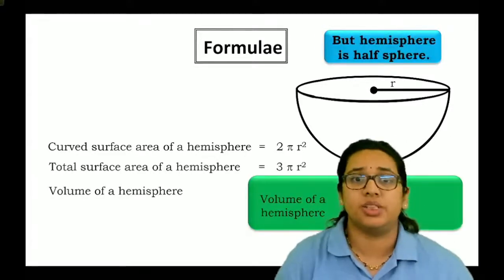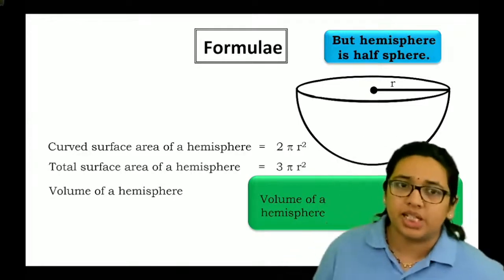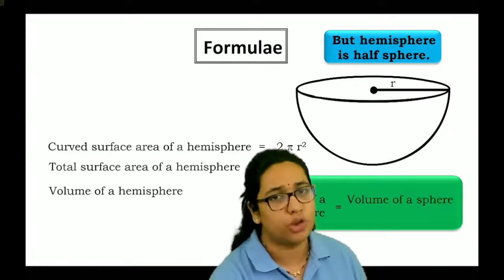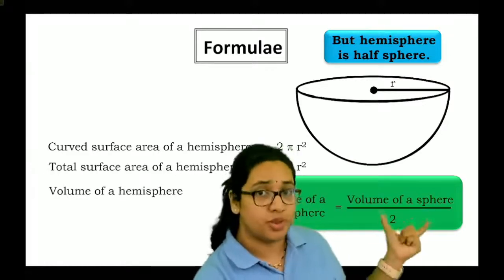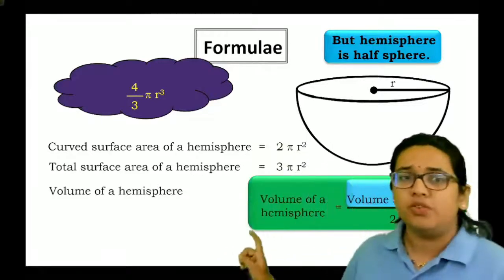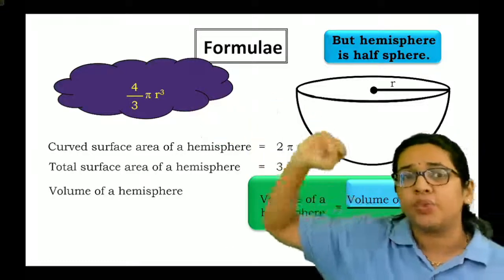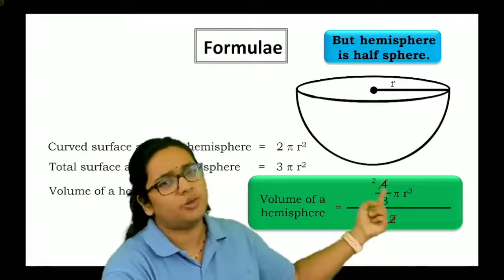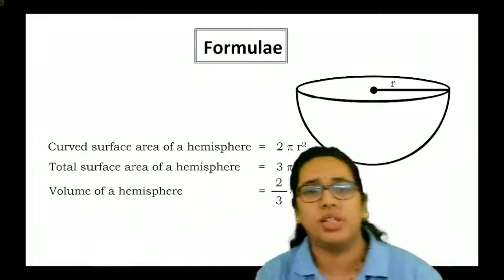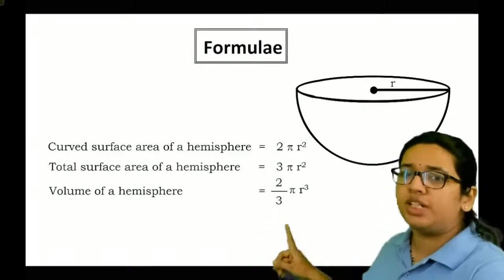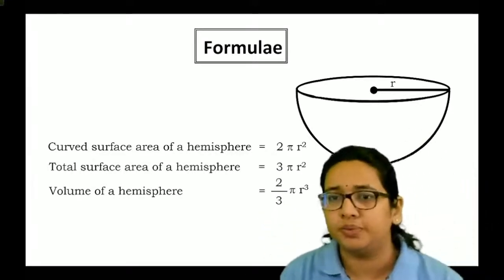Now, the next one is volume. Again, the volume of a hemisphere is half of the volume of a sphere. The volume of a sphere you were considering as 4 upon 3 times pi r cube. We know that the volume of a sphere is 4 by 3 pi r cube. So you just have to divide it by 2, so that you will get the volume of a hemisphere as 2 upon 3 times pi r cube.